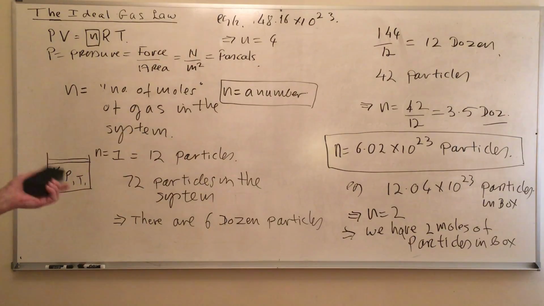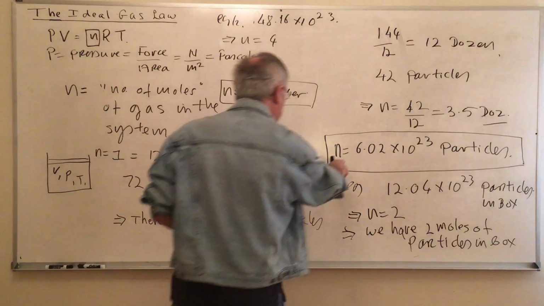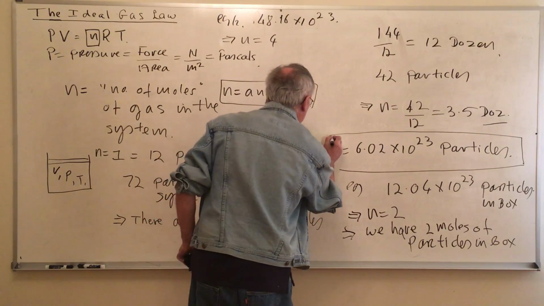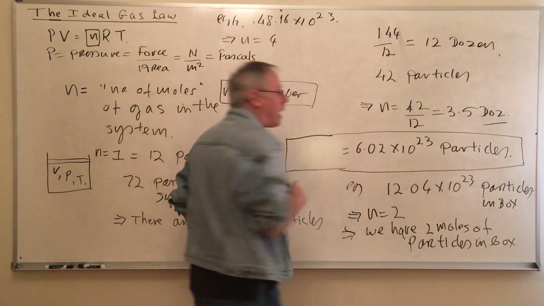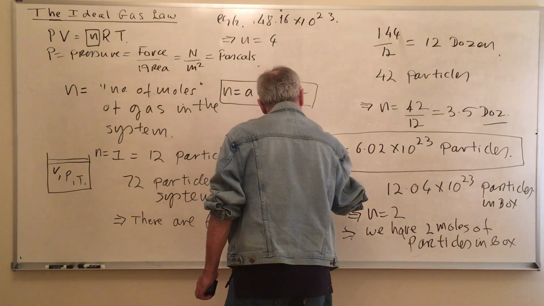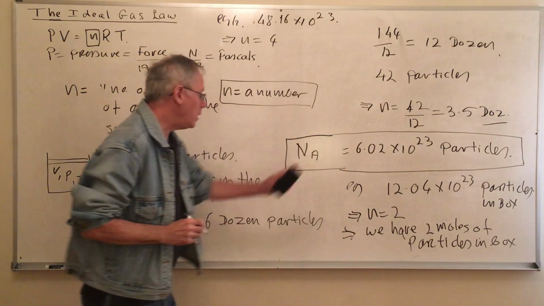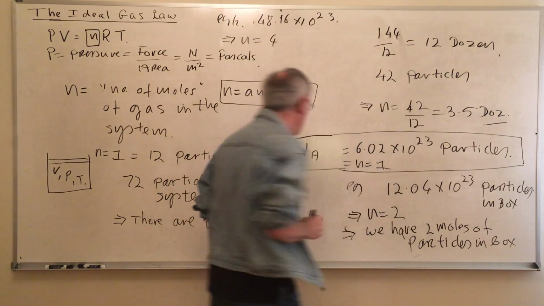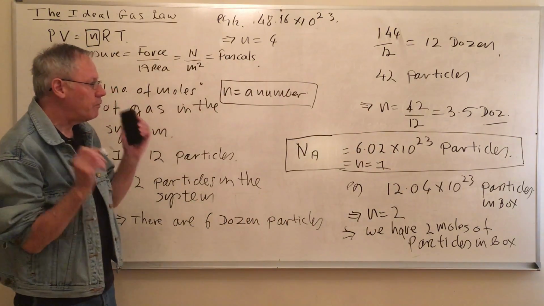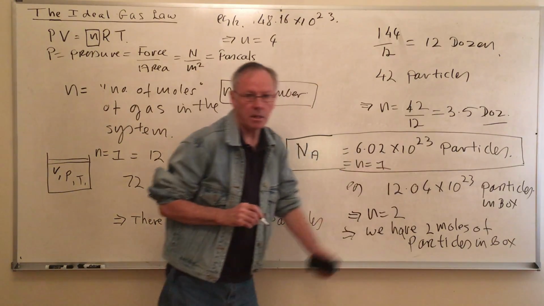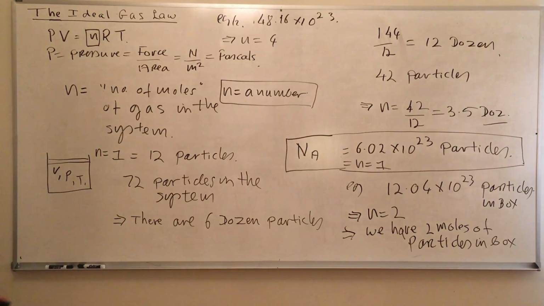But it has this value for a very specific reason. This value here is given a name. It's called after the man I have already mentioned, character number 5, Avogadro. When n equals 1, in other words, we have 1 mole of particles in the box, we say we have 6.02 by 10 to the power of 23 particles in that box. Na is Avogadro's number.